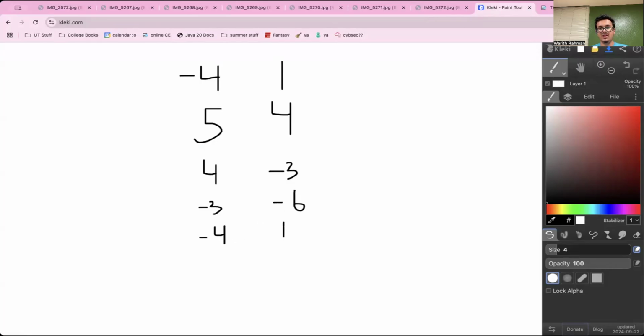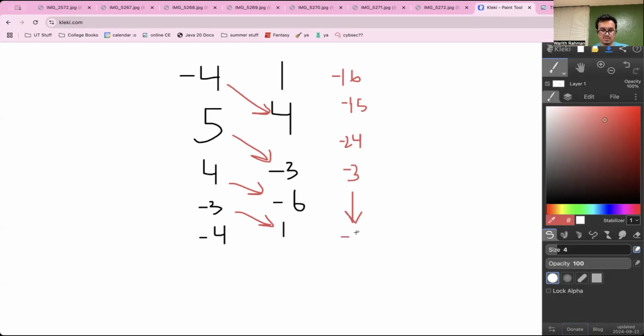The idea is that for each pair of numbers, we go down this way, like this, and multiply these. So we have -16, -15, and -3. Lots of negatives, that happens. We sum these all up: -31, -34, -58. My handwriting is garbage.